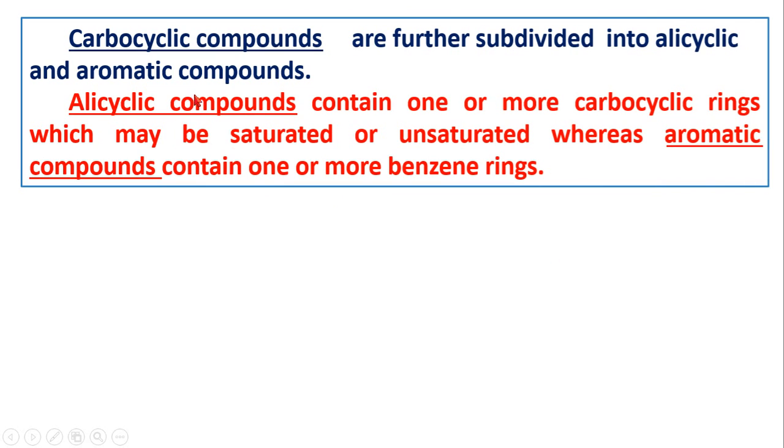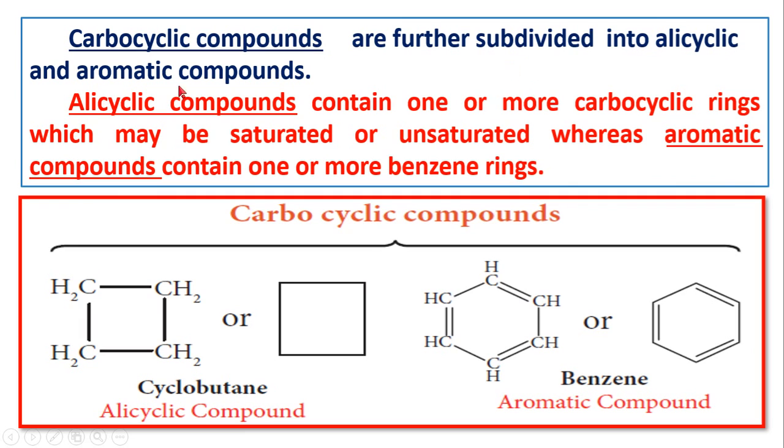Then carbocyclic compounds are further classified into alicyclic compounds and aromatic compounds. Alicyclic compounds contain one or more carbocyclic rings. Example, cyclobutane, a closed ring with 4 carbons, C4H8. It is an alicyclic compound. The structure is this. Whereas the aromatic compounds contain one or more benzene rings.